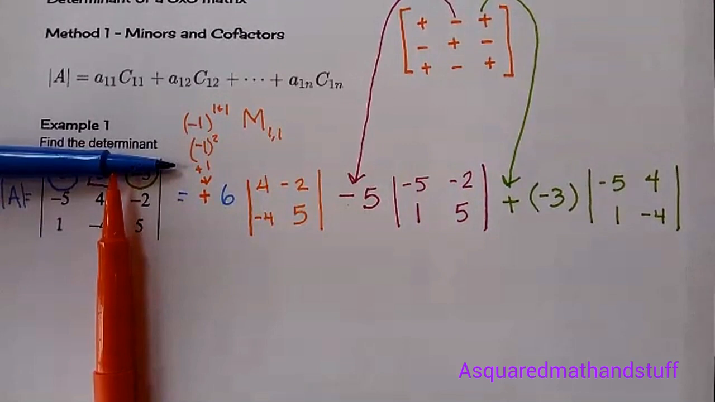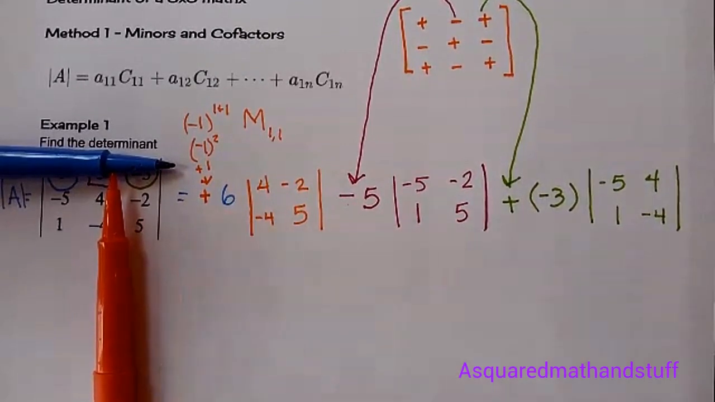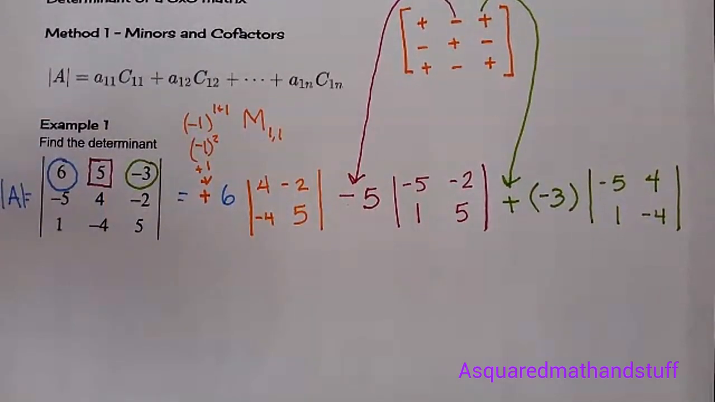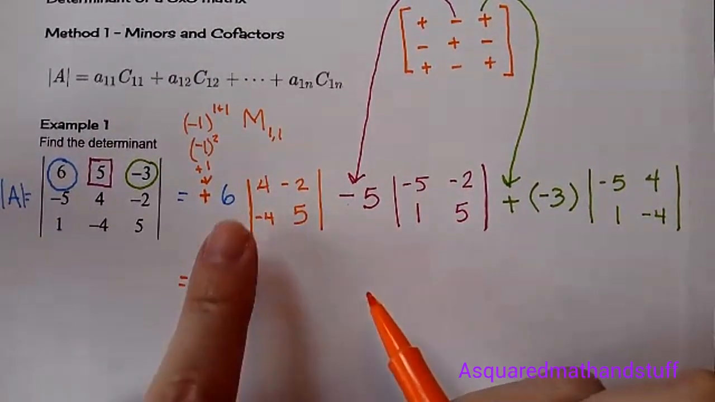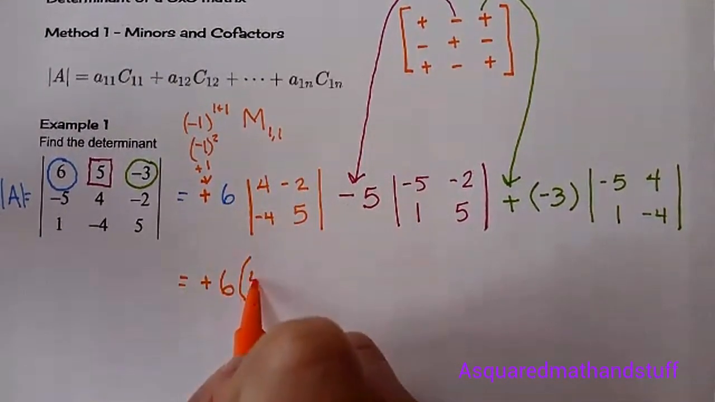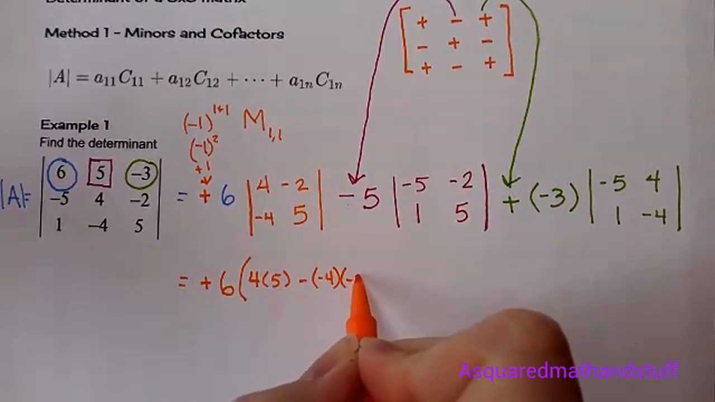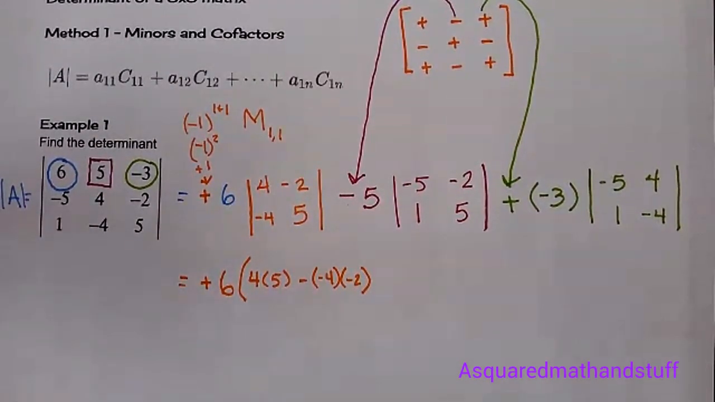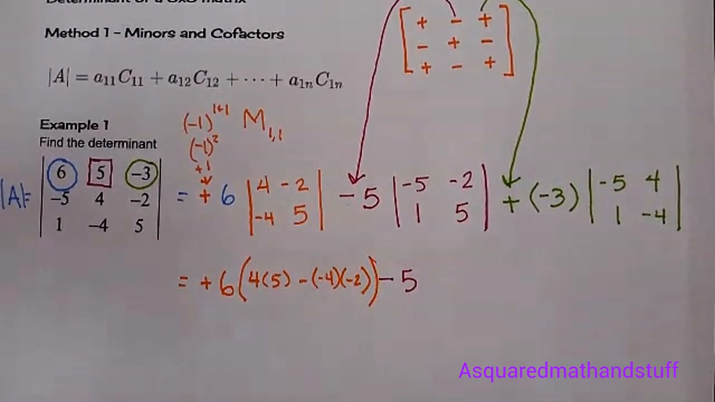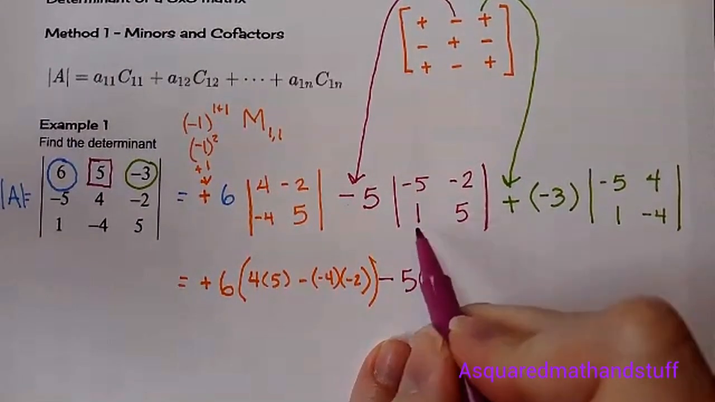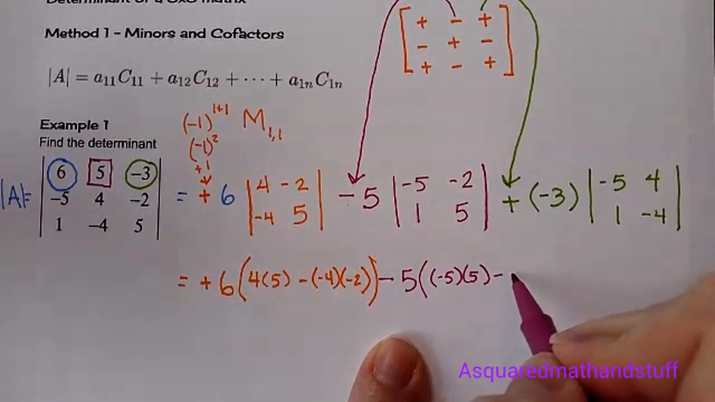Now we're going to calculate these determinants of these 2x2s, and then we have to multiply them by what's outside, by that scalar factor. So let's go ahead and do that. We have this plus sign times 6. We have to multiply all of that by the determinant of this 2x2. So 4 times 5 minus negative 4 times negative 2. I then move on to my minus sign, and then I have my 5. Oops, let me close this parentheses. I have to multiply that by the determinant of this 2 by 2, so a negative 5 times 5 minus 1 times negative 2.